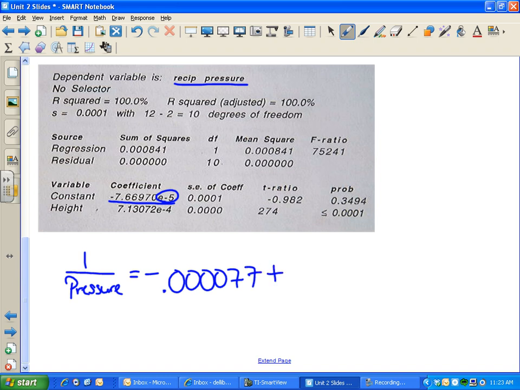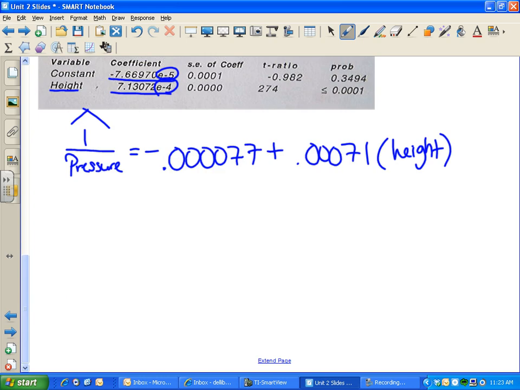Okay, plus, again, for my height, here's my coefficient, so that's my slope. Watch out for scientific notation. 71. And again, I'm just rounding these off a little bit. Times the height. And of course, I would still include a hat to indicate this as predicted reciprocal pressure. And that's my model, so I can still do the same thing. I can actually make predictions using this model.